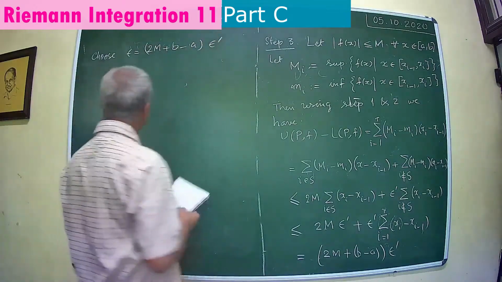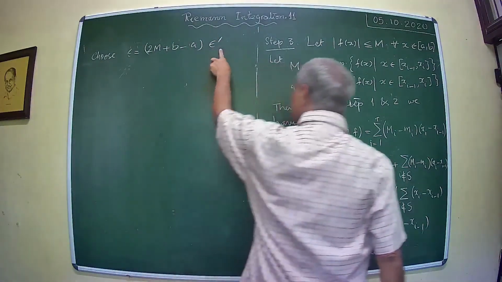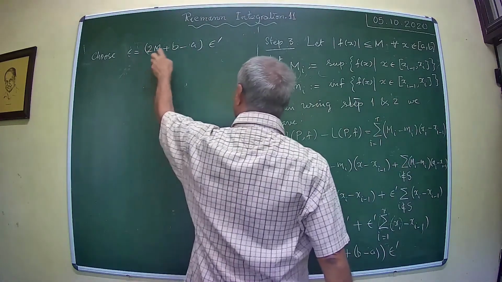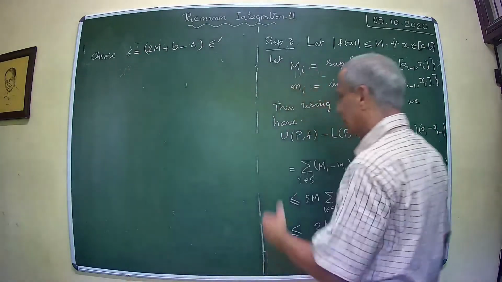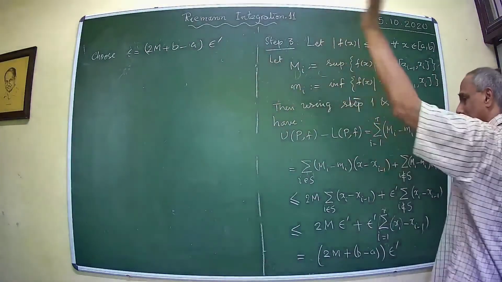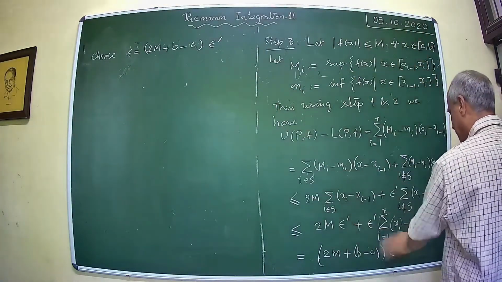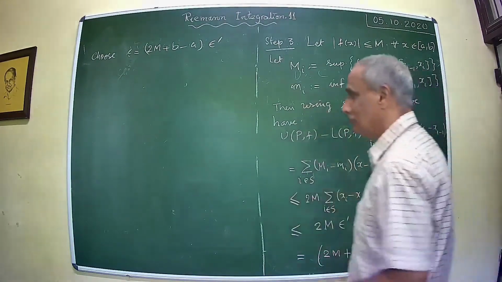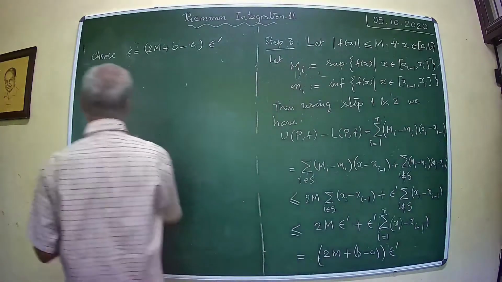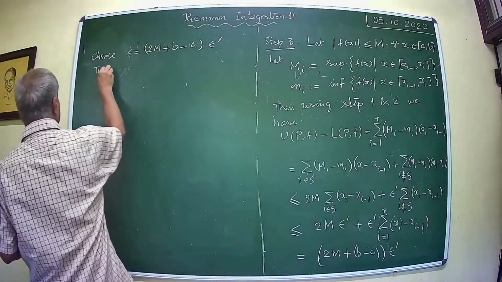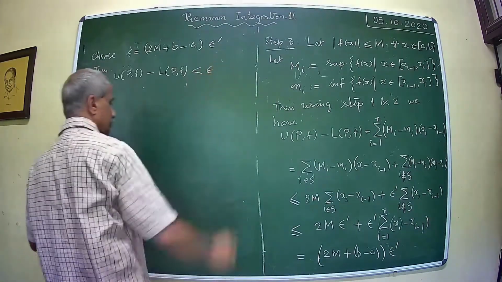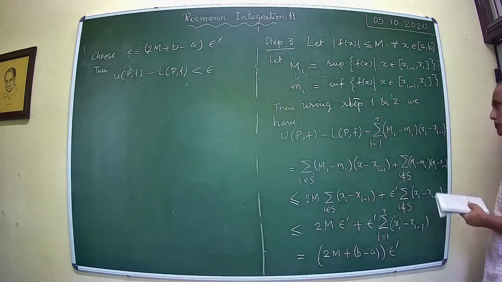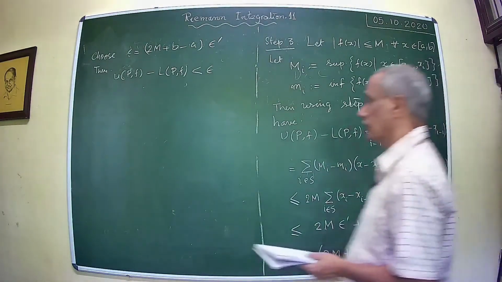Or in other words, given epsilon, you choose epsilon prime such that epsilon prime is equal to epsilon divided by 2(M - m) plus (b - a). That's how you do it. And then work it out, estimate for this or that epsilon, and then eventually you will get epsilon prime replaced by epsilon divided by this. Therefore, we get now, therefore f is Riemann integrable.